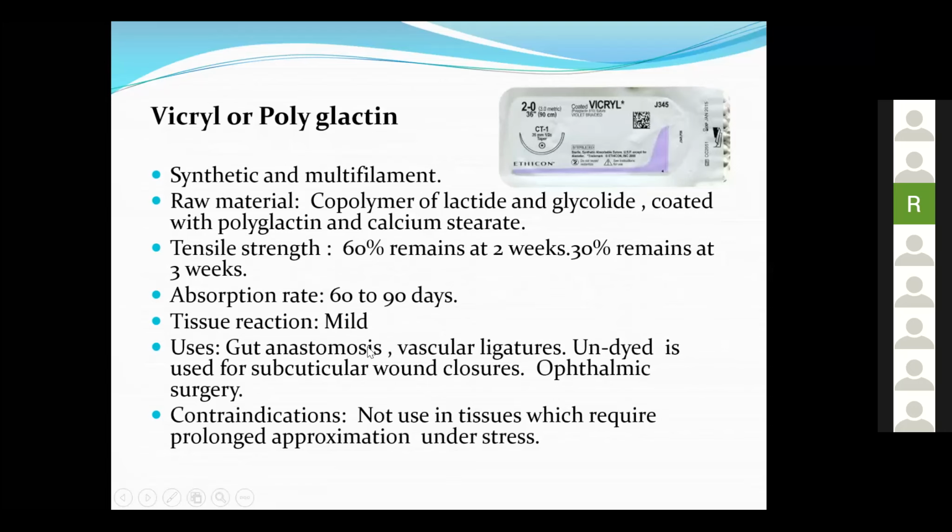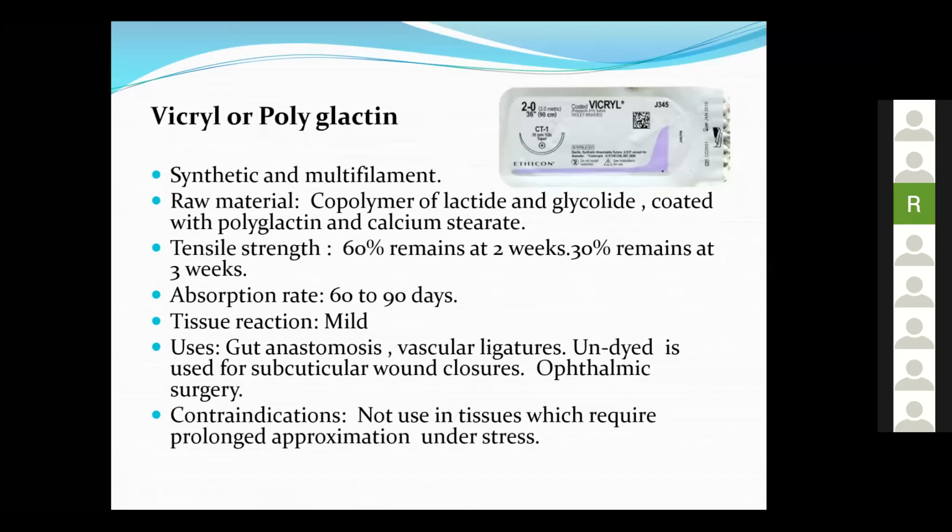We use it for gut anastomosis. Even if we are using 2 layers, we use both the layers with Vicryl. We ligate vessels with it, and it causes less tissue reaction. That's the reason it is more commonly available. It is used in almost every surgery, for subcutaneous tissues, and even for skin closures we are using it.